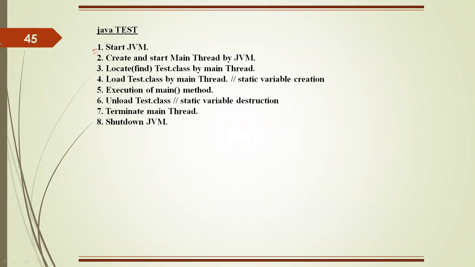Start JVM, create and start the main thread, JVM locates Test.class by the main method thread and loads the Test class by name. Static variable creation happens at the time of class loading, then execution of the main method, unload the Test class, static variable destruction, terminate the thread and shut down. These are the 8 steps happening. Only these 8 steps will execute.